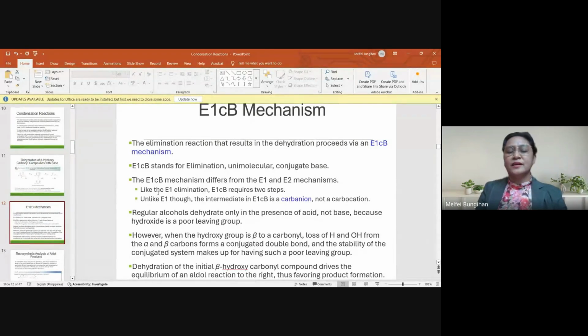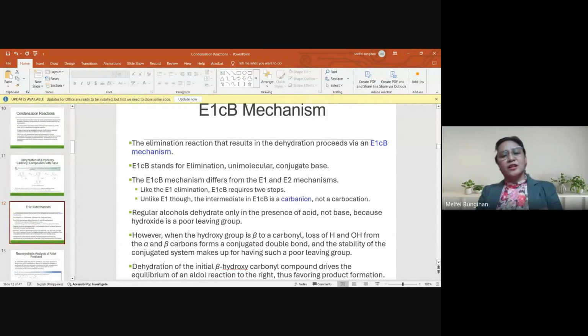Now, unlike E1, E1CB requires two steps. Okay, two steps. The formation of an intermediate. Unlike E1 though, the intermediate here is a carbanion, not a carbocation that we have learned before in your E1, E2 mechanisms.